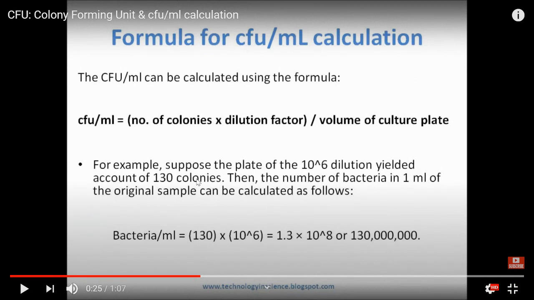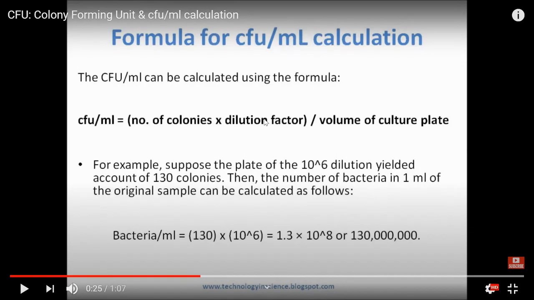So again, it's a number of colonies times the dilution factor. In this case, you divide by the volume that you put on the culture plate, if it's something other than 1 ml. So this is the other way of doing it. The way that I showed you to do it includes the volume you put on the plate in the calculation of the dilution on the plate. So if you do it ahead of time, your dilution factor already included the amount you put on the plate.